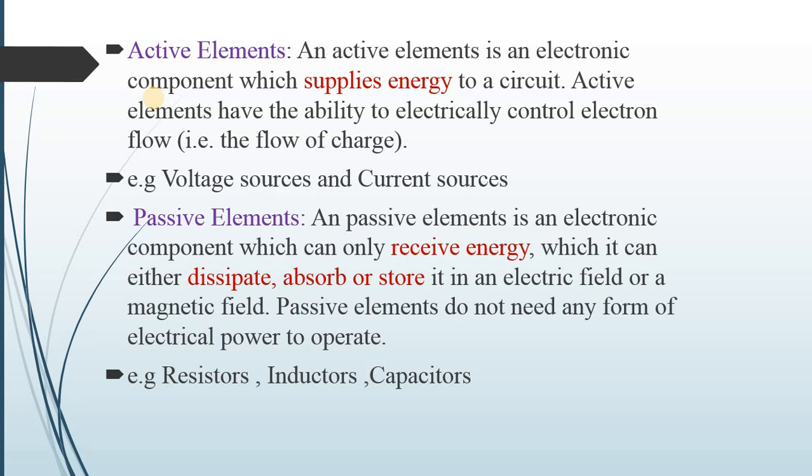Now the passive element. A passive element is an electronic component which can only receive energy, which it can either dissipate, absorb or store in an electrical field or a magnetic field. That means a passive element cannot provide or supply energy. It can only receive energy, and this energy is either dissipated, absorbed or stored. So passive elements do not need any form of electrical power to operate. Examples of passive elements are resistors, inductors and capacitors.